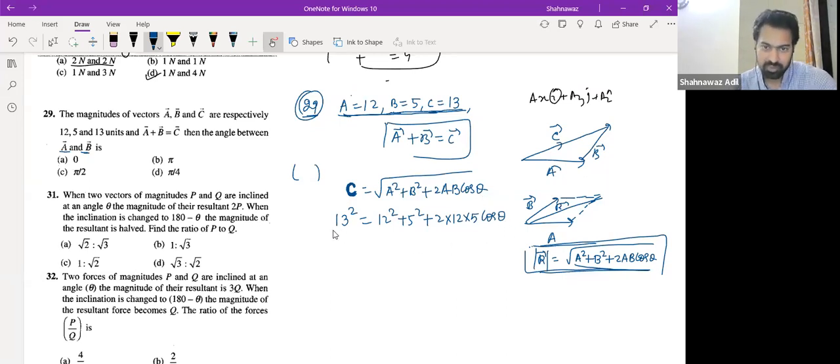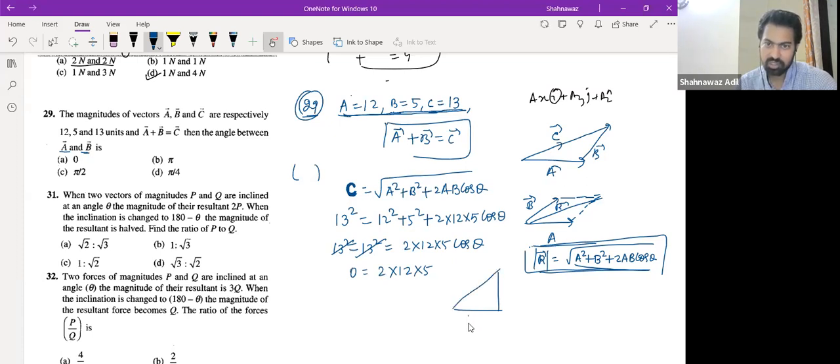So 13 square minus this: 12 square plus 5 square is 13 square, right? So this cancels and we have 0. Sorry sir, how did 13 square come? Just remember this triangle. This is 5, this is 12, so this would be 13. So 5 square plus 12 square is 13 square, from Pythagoras.